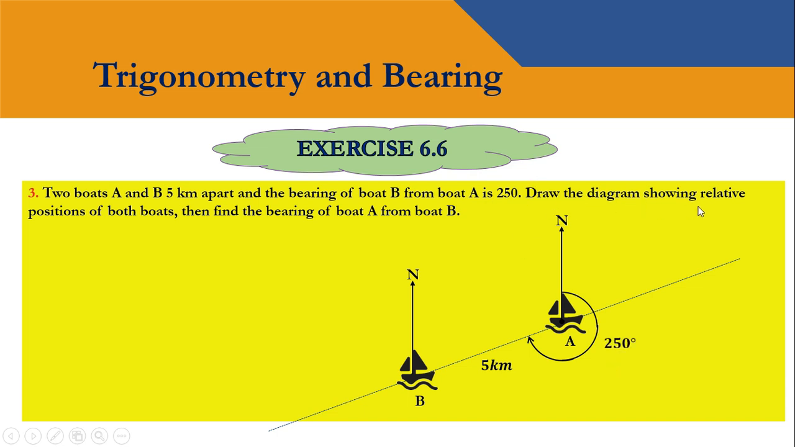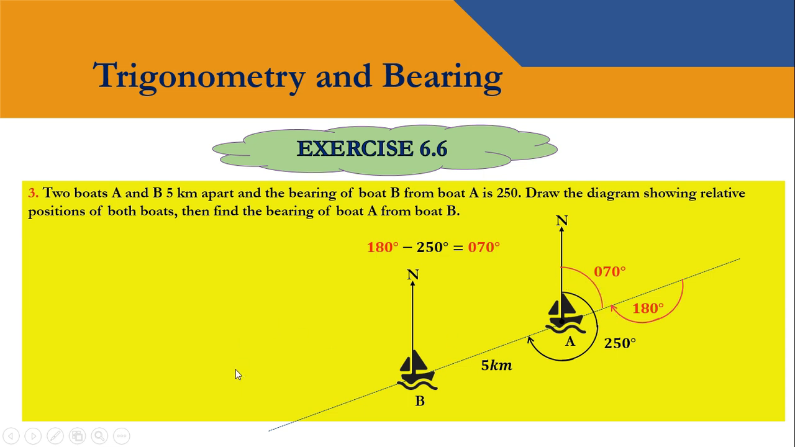Draw the diagram showing the relation between both of the boards and find the bearing of board A from board B. Now we have to find the bearing of board A from board B. We need this angle. To find this angle, as you know the angle on a straight line is equal to 180 degrees, the supplementary angles. If we subtract 180 degrees from 250 degrees, the remaining angle is this angle, which is equal to 70 degrees. So in this way we will get this angle. Why are we finding this angle?